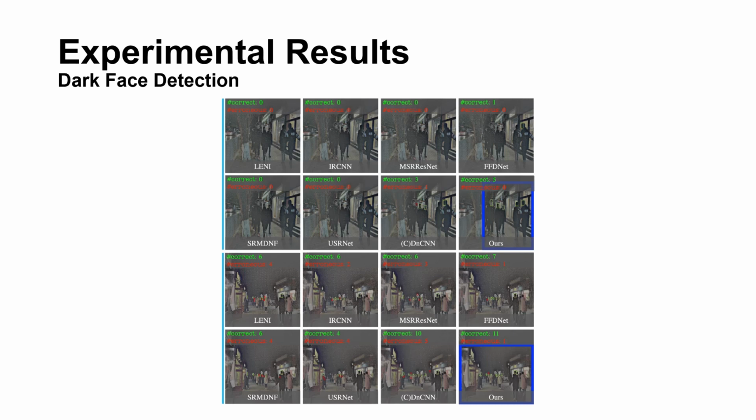In the first result, other methods can only detect at most 3 faces, but ours can detect 5 faces here. In the second example, 11 faces have been detected by ours. That is better than the CNN one, which detected 10.